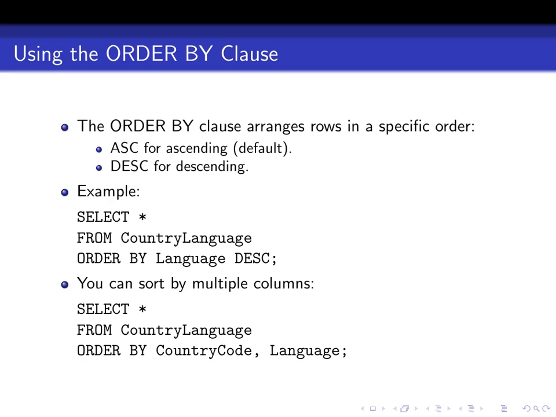The order by clause allows you to arrange your query results in a specific order, either ascending or descending. You can even sort by multiple columns to achieve more complex ordering. This is particularly useful when presenting data in a logical, human-readable format.